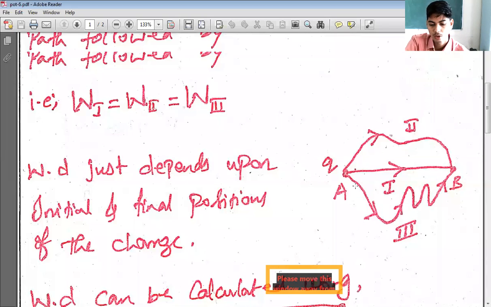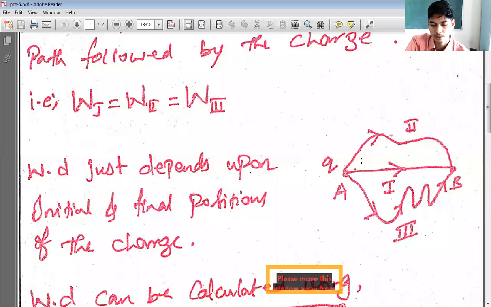Look here, I have represented 2 points A and B. This is point A and this is point B. Here is a charge Q. The charge Q has to be moved from A to B. I have 3 possible paths. I can take the charge from A to B along path 1. I can take the charge from A to B along the second path. I can take the charge Q from A to B along this third path.